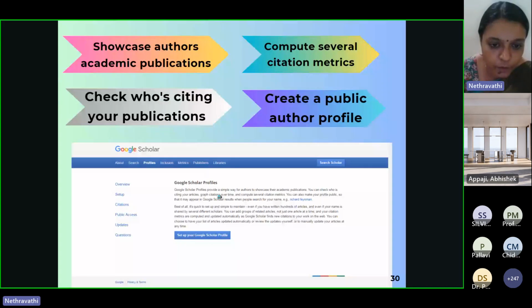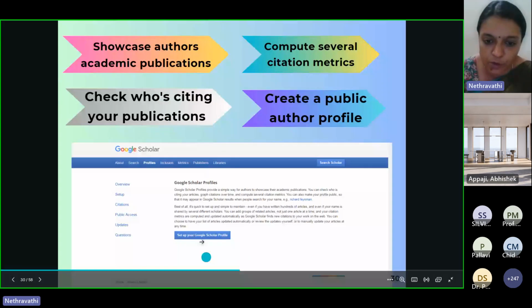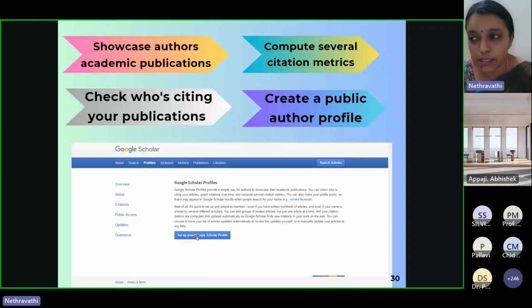If you go to the profiles, set up your Google Scholar profile. You will just go ahead and set it up, and it will automatically fetch the conference papers or publications which are in the standard databases, like IEEE or Elsevier. So if it is a standard paper, it will automatically fetch. If it is not a standard one, or not an indexed one, you have an option of adding it manually.